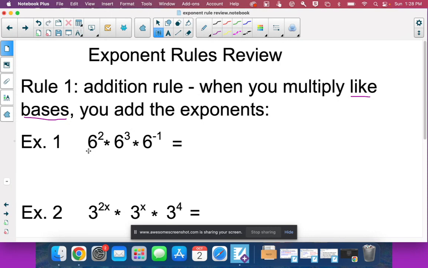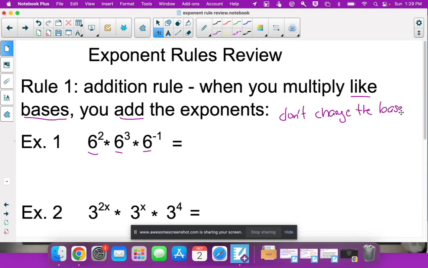Okay, so when you multiply like bases, you add the exponents. Now, big thing on this, you might want to note, you don't change the base. Okay, the base does not change when we are working with this. So my base is still going to be 6, and I'm going to add 2 plus 3 plus -1. And yes, you can have negative exponents. So 2 plus 3 plus -1 is 4. So this is 6 to the 4th power.